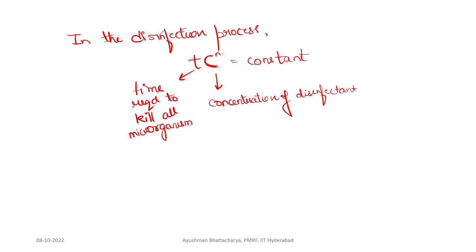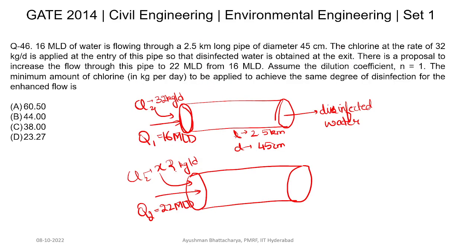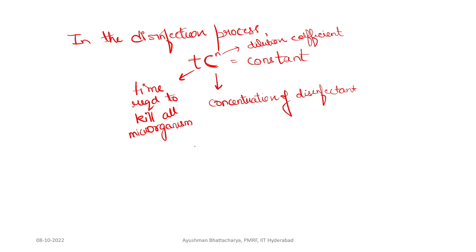Here n stands for the dilution coefficient. So in the question they have mentioned n is equal to 1, assuming the dilution coefficient is 1. Since T C^n is constant, we can write T1C1 is equal to T2C2. In our case, n is equal to 1.